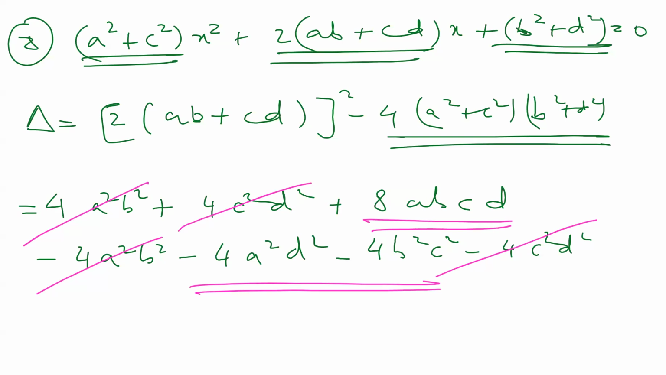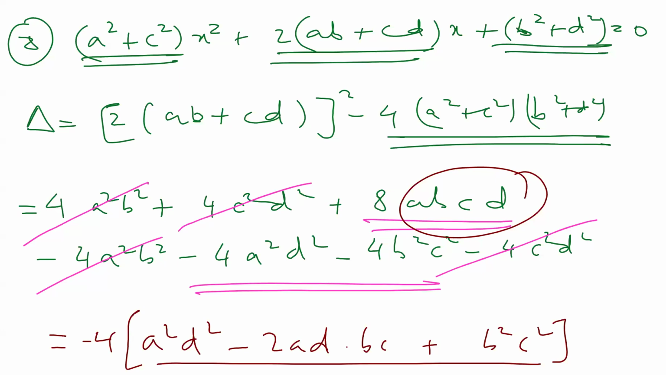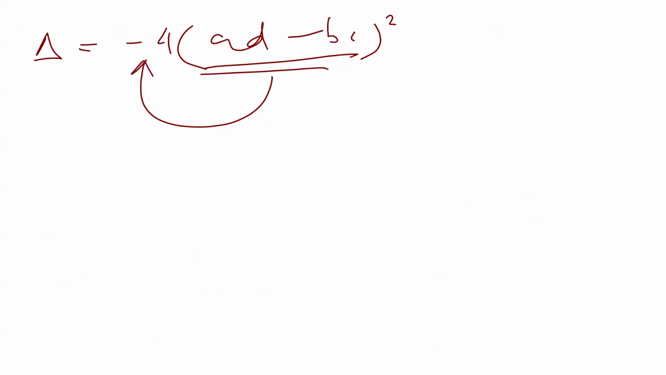I'll just take minus 4 common and I'll rearrange the terms. Minus 4 common. So it is a²d² minus 2abcd. I'll just write adbc, one and the same thing, plus b²c². Now this is what? (ad minus bc) the whole square. Minus 4 (ad minus bc) the whole square. This is delta.